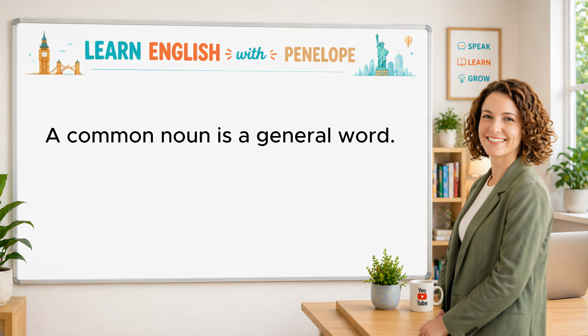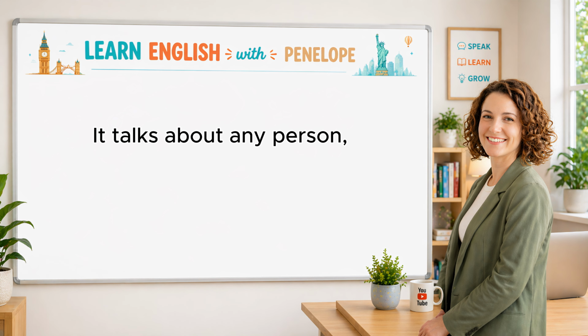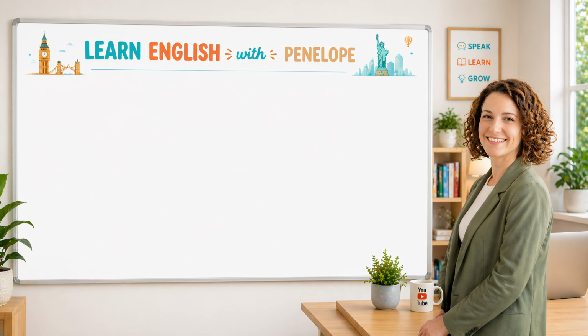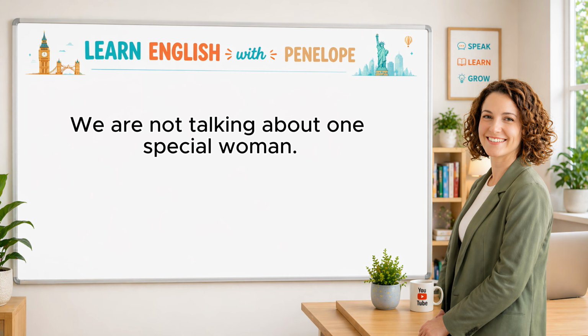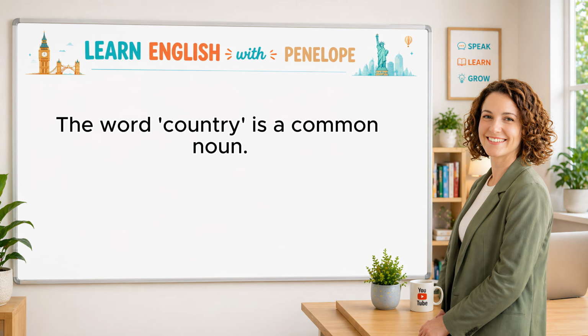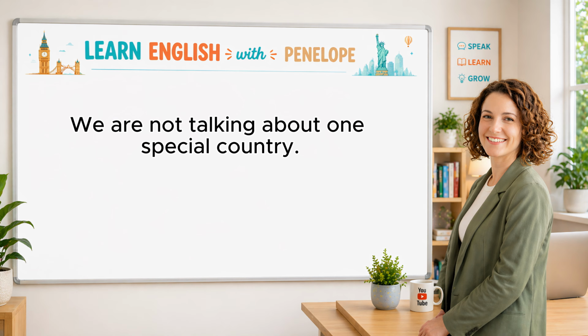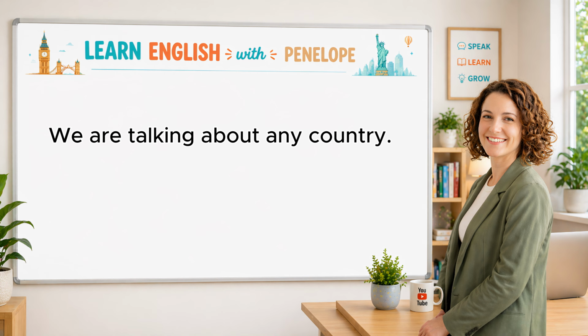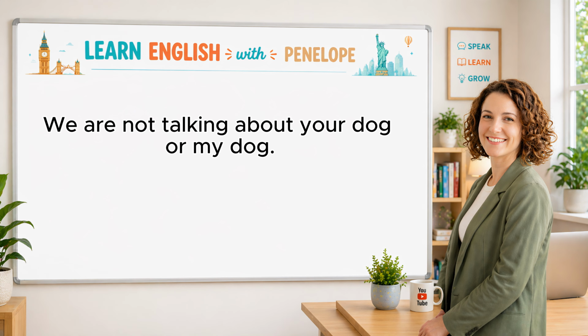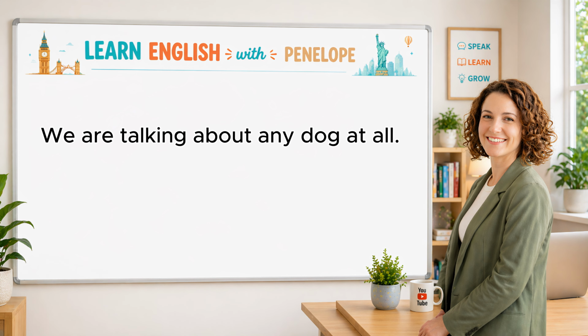A common noun is a general word. It talks about any person, any place, or anything, not one special or specific one. For example, the word woman is a common noun. We are not talking about one special woman. We are talking about any woman. The word country is a common noun. We are not talking about one special country. We are talking about any country. The word dog is a common noun. We are not talking about your dog or my dog. We are talking about any dog at all.